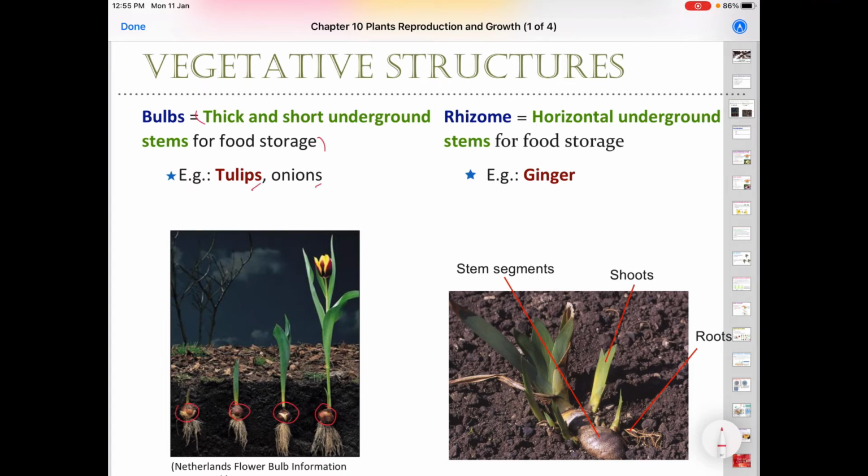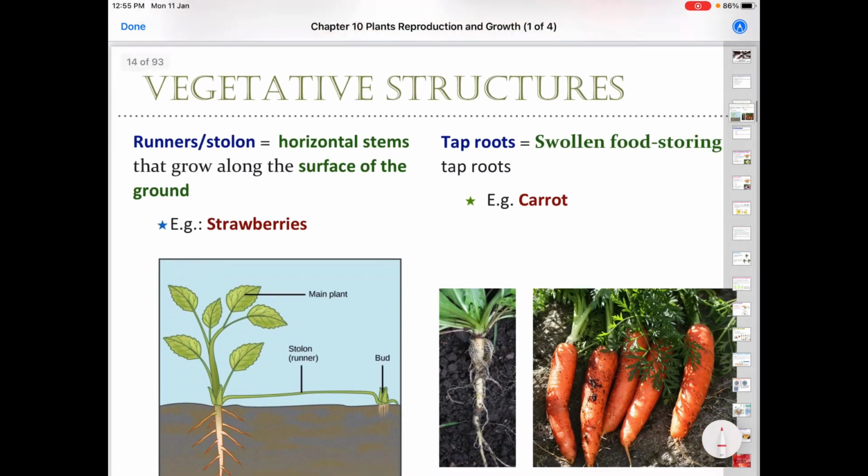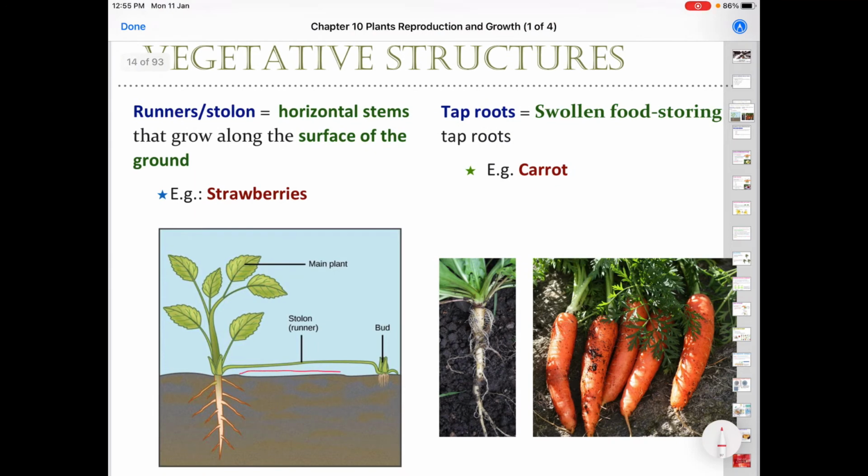The rhizome is a horizontal underground stem for food storage. An example is ginger. This is the stem segment, but the stem is found underground, so we call it a rhizome. Then the runner or stolon is a horizontal stem that grows along the surface of the ground. Normally the stolon is found on the surface of the ground, not underground. An example is strawberry.